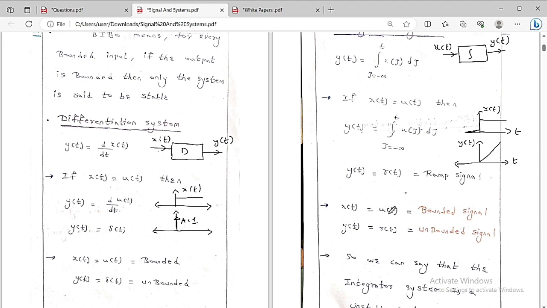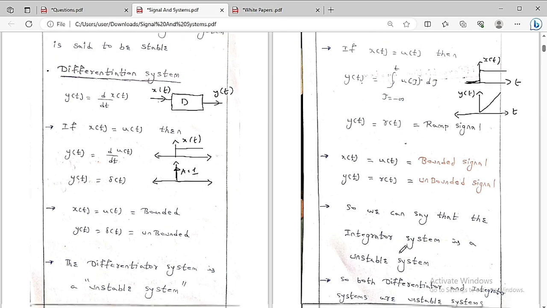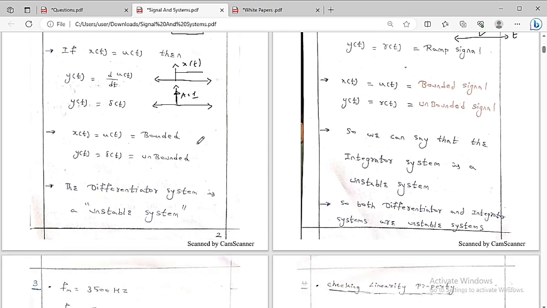As x of t is equal to u of t, it's a bounded signal, and y of t is equal to r of t, a ramp signal, which is unbounded. Therefore, the integrator system is also an unstable system. So finally, what can we conclude? We can conclude that both the differentiator as well as the integrator systems are unstable systems.